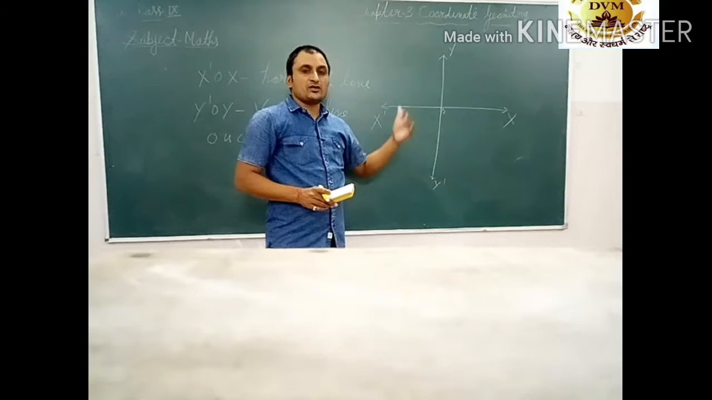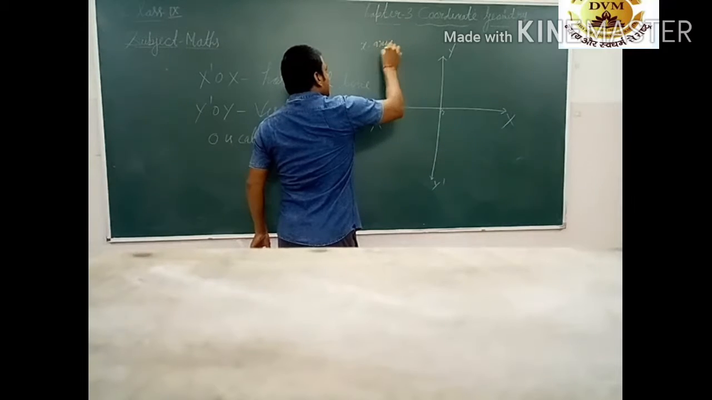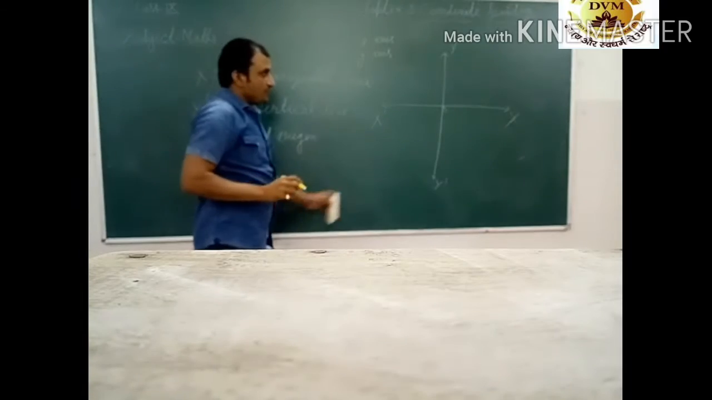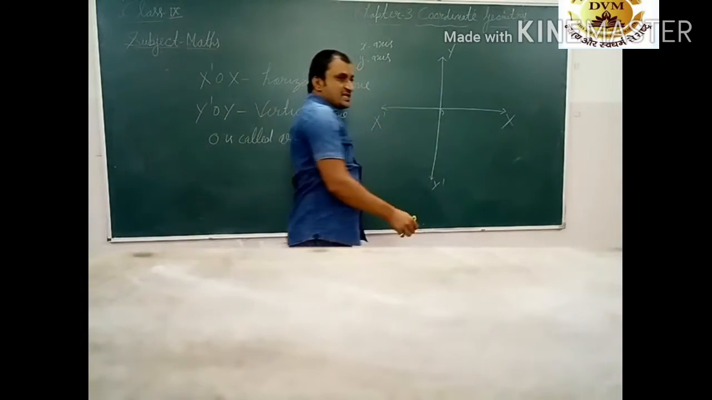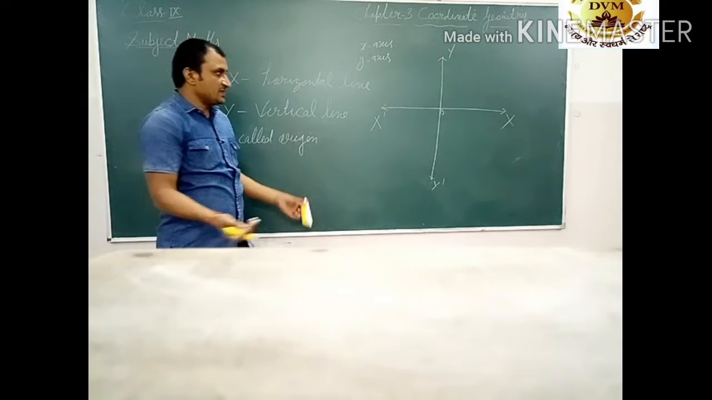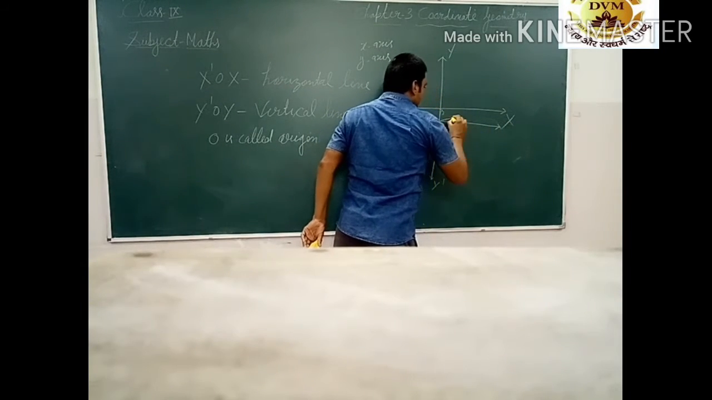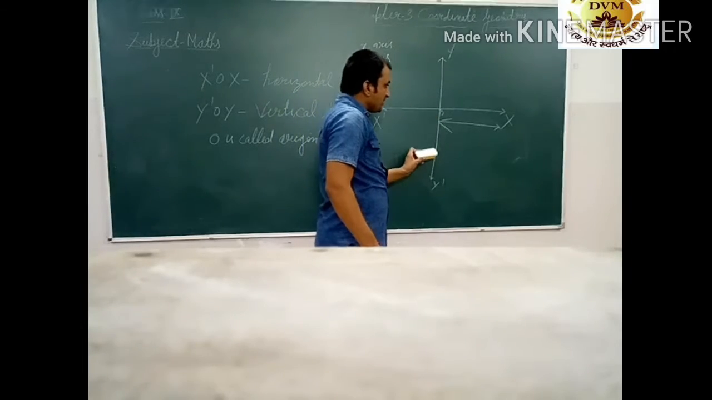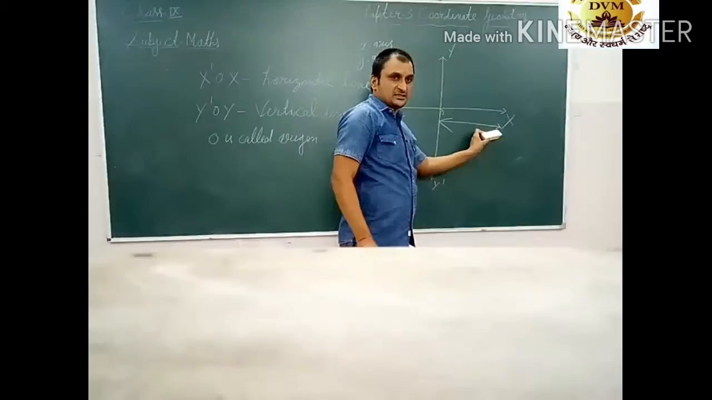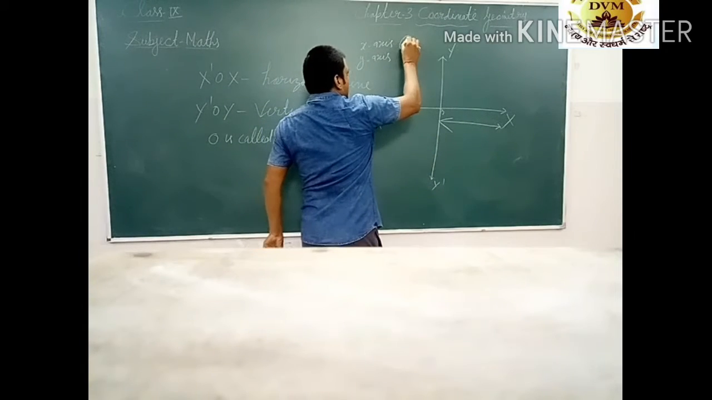Okay, now we will talk about the axes, as the x-axis and y-axis. The distance from the y-axis is called the x coordinate, or we can say it is the abscissa. It is called abscissa.